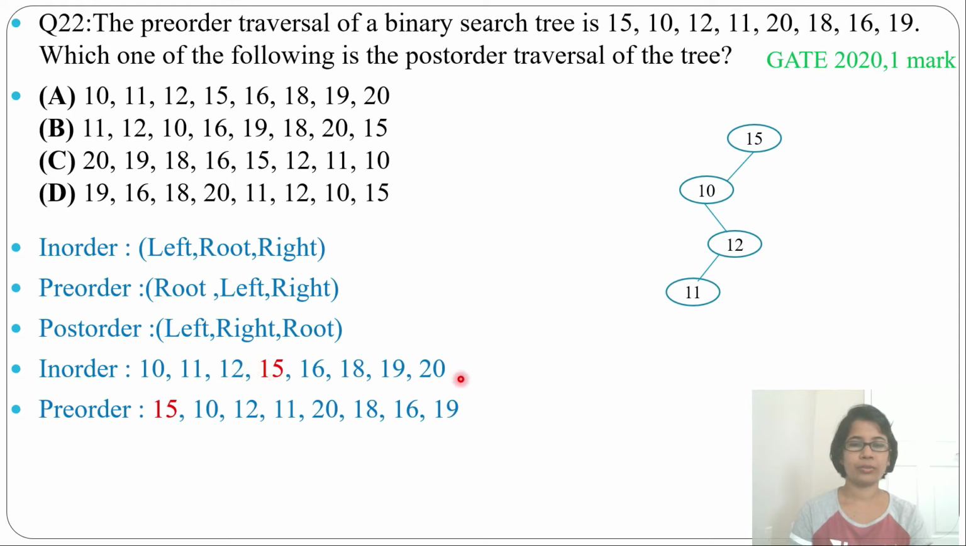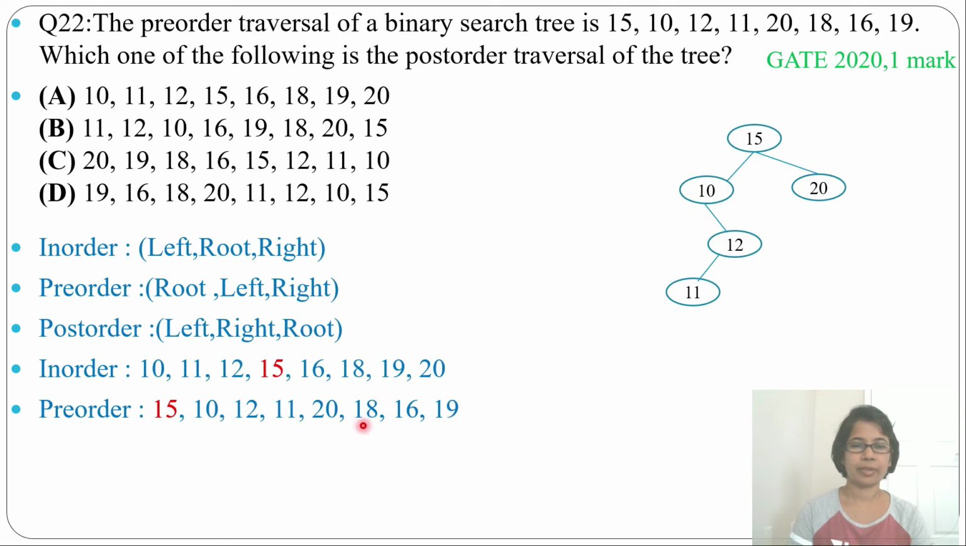Now we'll go to the right part. The right part will be 16, 18, 19, 20. From that, what will be the parent? Just check in pre-order what is present first. 20 is present first, so 20 will be its right child. Then just check in-order. On 20's left side are 16, 18, 19, which will be the left subtree of 20, and 20 has no right child.